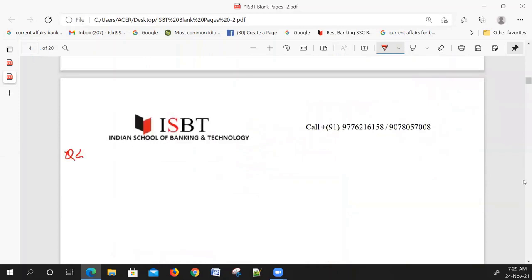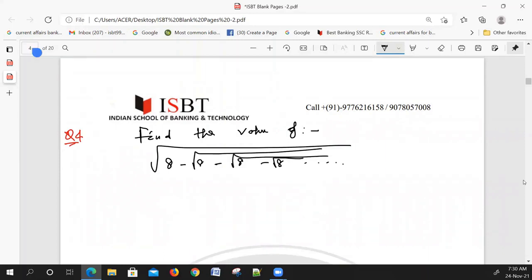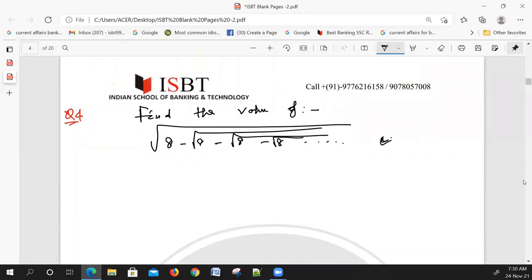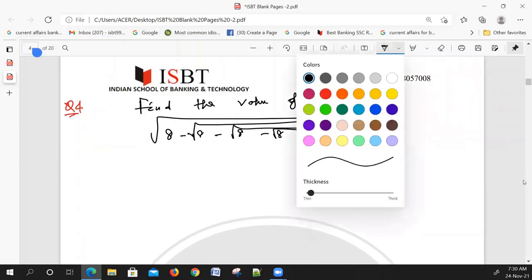Question number 4 is just the reverse. Look at the question. Suppose the question is, find the value of root 2 under root of 8 minus under root of 8 minus under root of 8 minus under root of 8, like this. What is the value? Here the sign is minus. You can take the solution here.